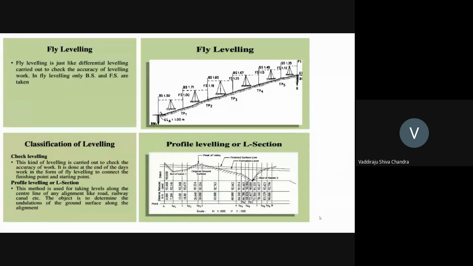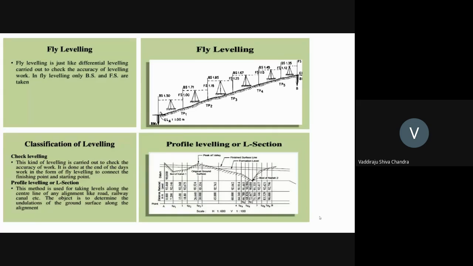Then again, we'll change the instrument to another position. At the same position of the FS, we'll be taking a backsight and again a foresight. Like that, every time we'll be changing the instrument and taking only two readings, backsight and foresight. We will not be taking any intermediate sights in between. So the purpose is to transfer the benchmarks from one point to another point, and also to check the accuracy of your leveling work, whether we have done it correctly or not.